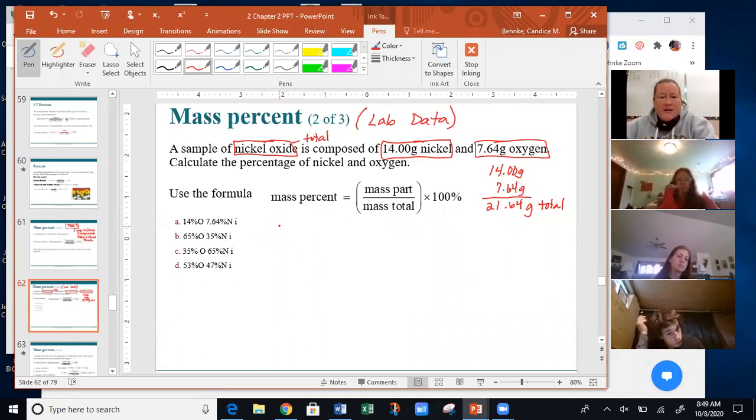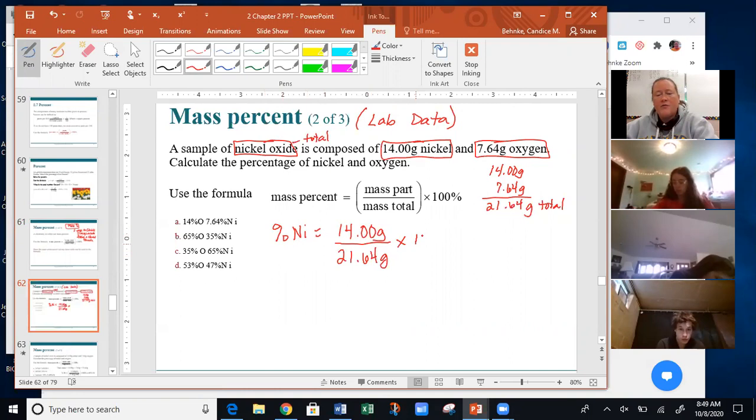So to get the percent nickel, I have to take my grams coming from the nickel, which is 14.00 grams, divided by the total, 21.64 grams, times 100. And to get the percent oxygen, I need to take my total for the oxygen, 7.64 grams, divided by the total for the entire compound, 21.64 grams, times 100.